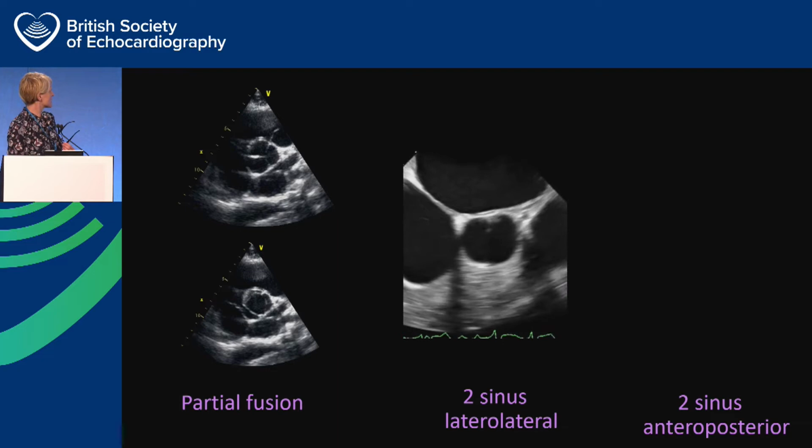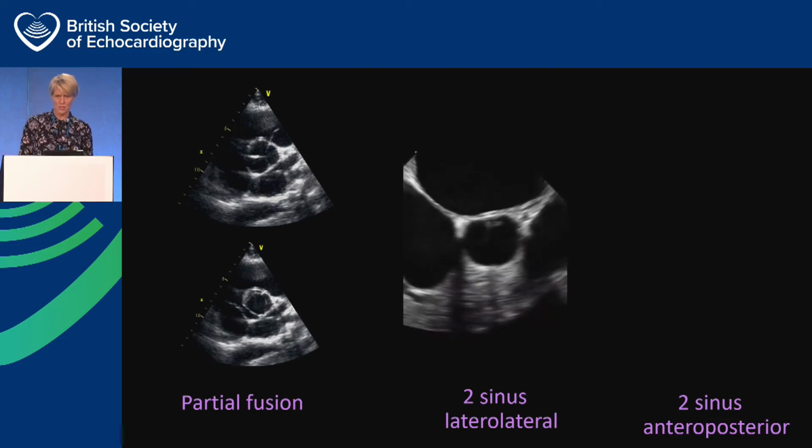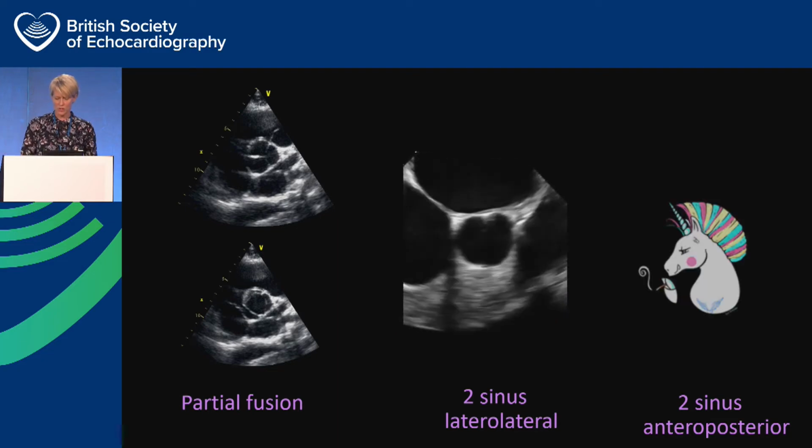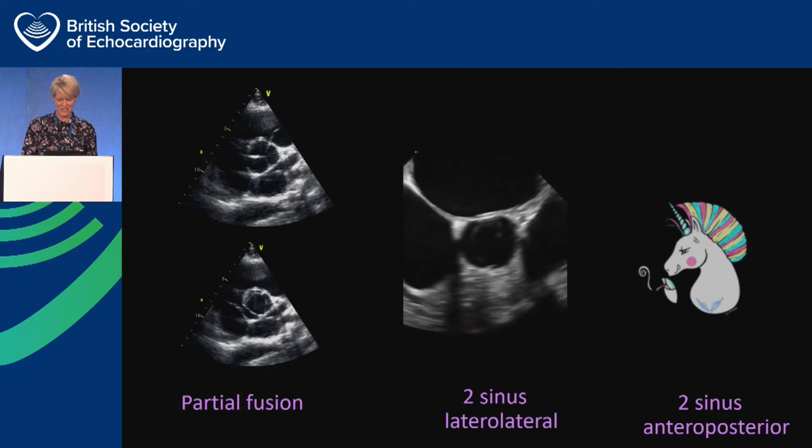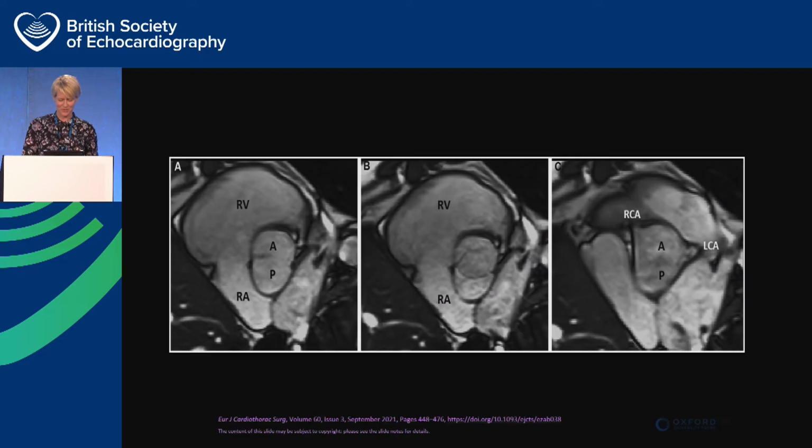This is the two sinus lateral one, which is really the most common two sinus type. Remember, that's pretty rare. This one I'm pretty sure doesn't exist. I don't remember seeing one. Certainly couldn't find one for this talk. They'll be out there somewhere, just like unicorns. But that's what it looks like on MRI.